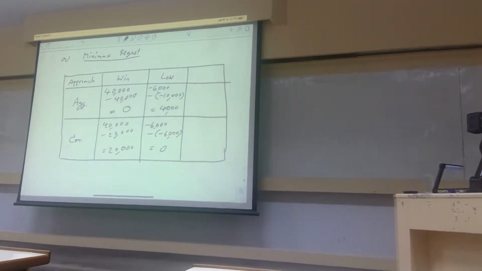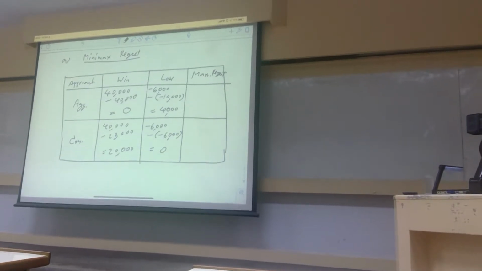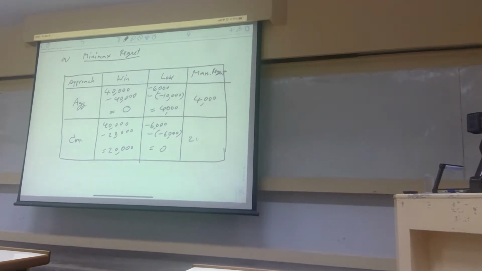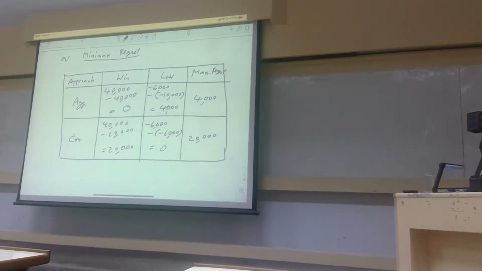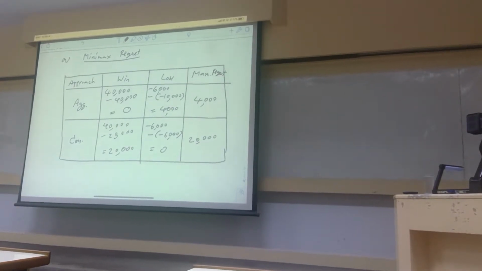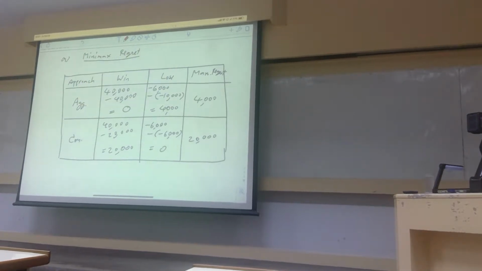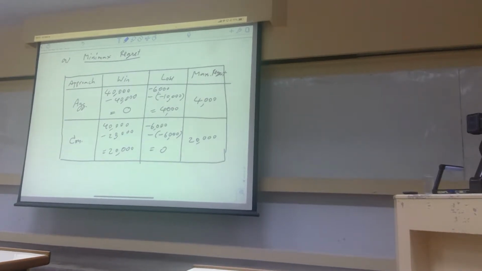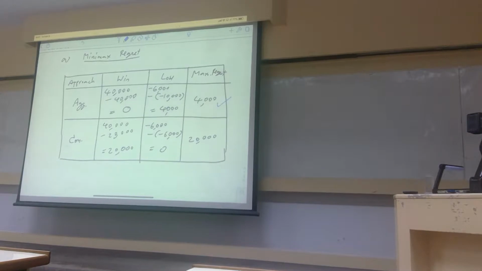Okay. And the next one, we calculate the maximum regret. So in this case, we have 4,000, and for this one, 20,000. Based on the maximum regret, we select the alternative that provides the lowest maximum regret. So in this case, it is aggressive.